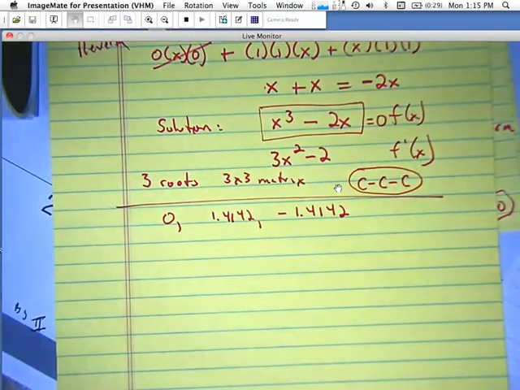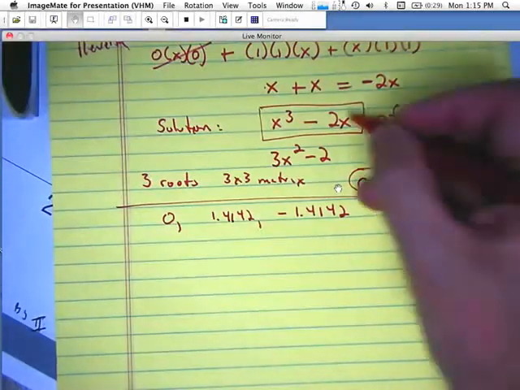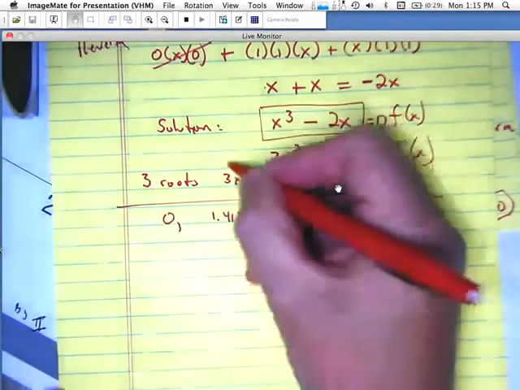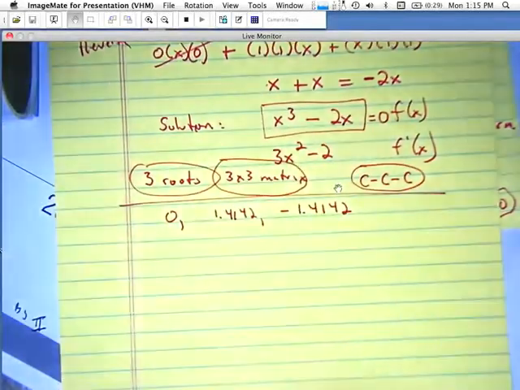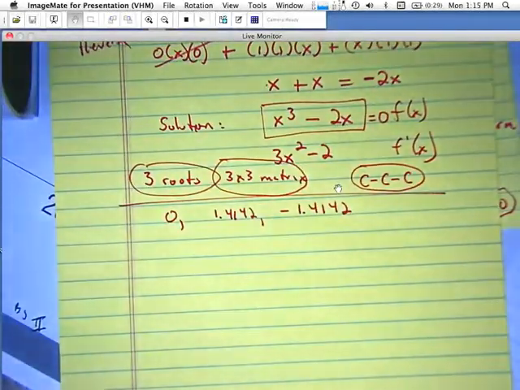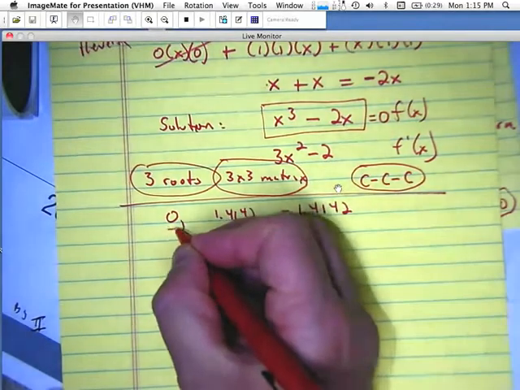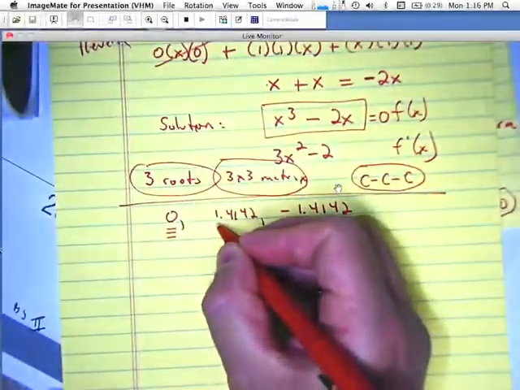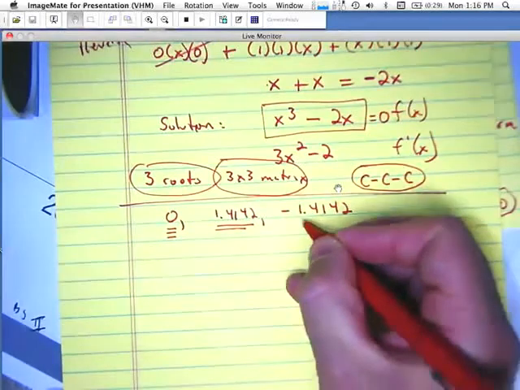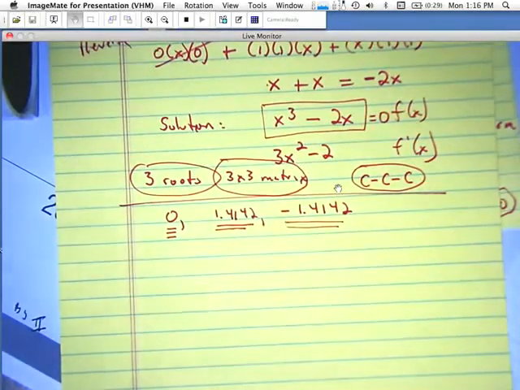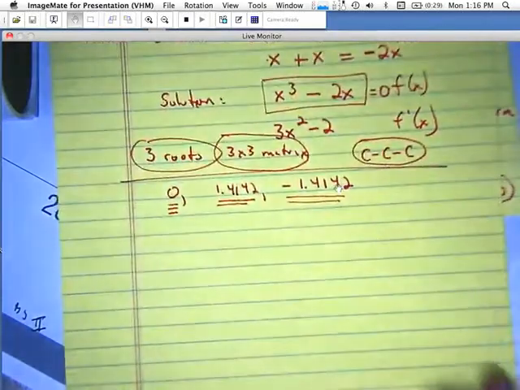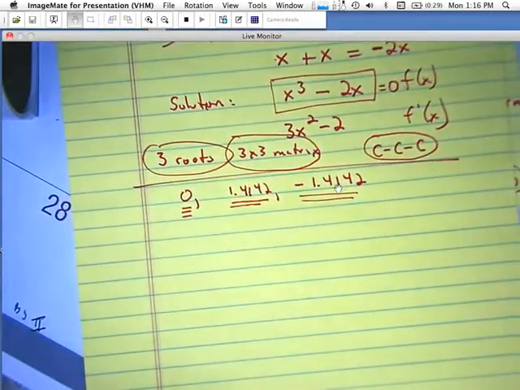So the question now is, can I solve for x? The answer is yes. I mentioned that I have a 3 by 3 matrix, so I should have 3 roots. When I plug this into my Newton's equation solver, I got 3 roots. One of them is 0, one is 1.4142, and one of them is minus 1.4142. I encourage you to try to make sure you can find those roots as well.